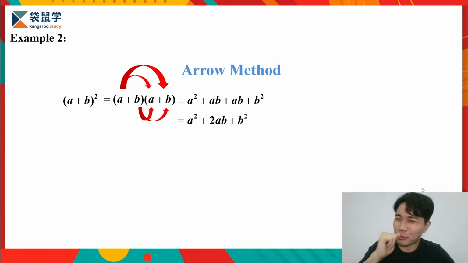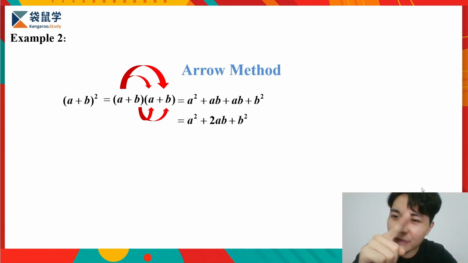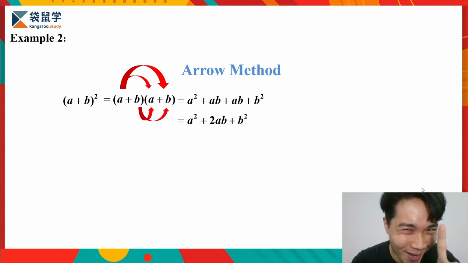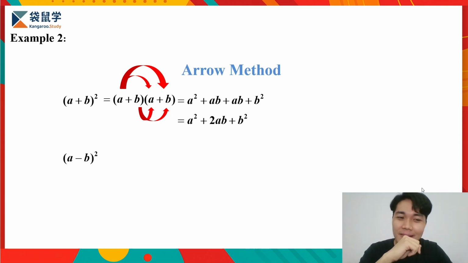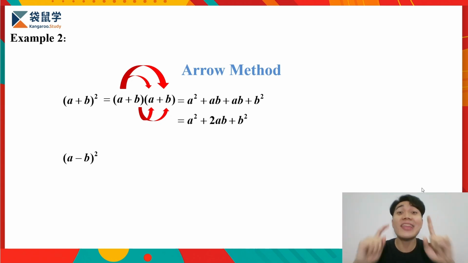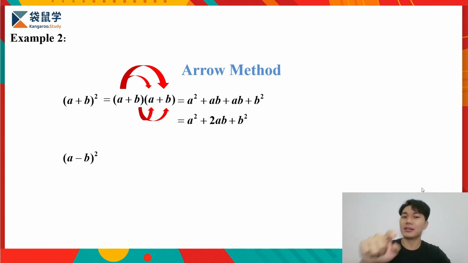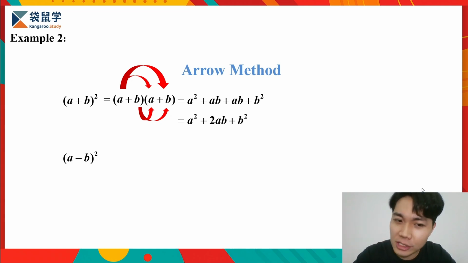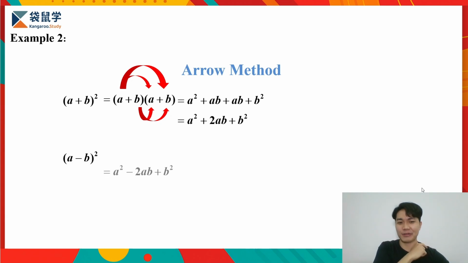Now, let me ask you a question. What happens now if I change the plus to a minus? Some students were able to point out A times A is still A squared, negative B times negative B is still B squared, still positive. But A times negative B and negative B times A, now we get a negative AB. So in the final result, the 2AB, instead of positive, will now change to a negative.